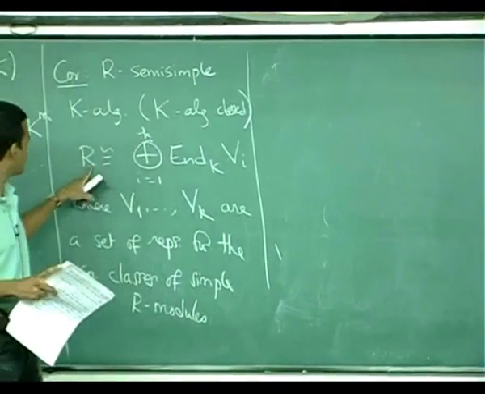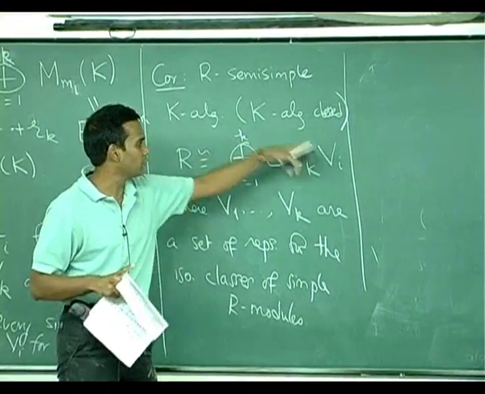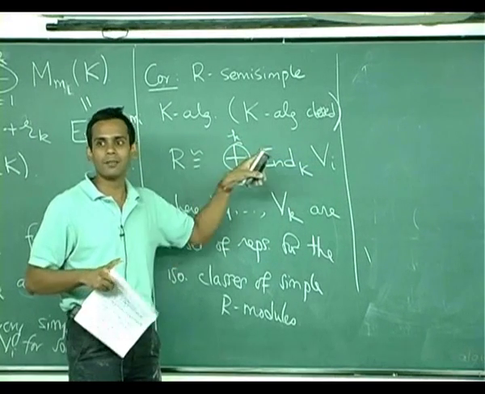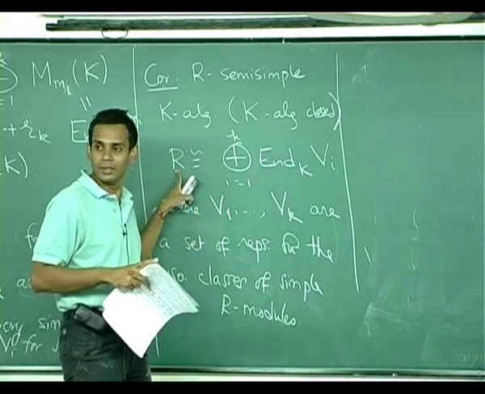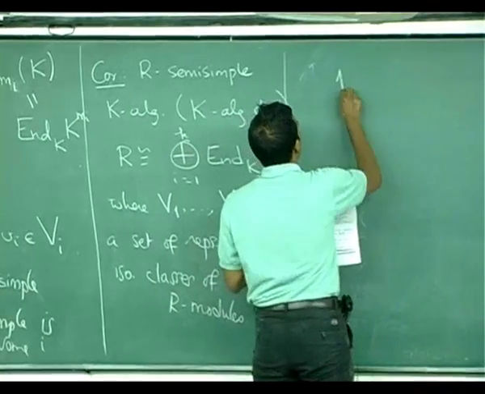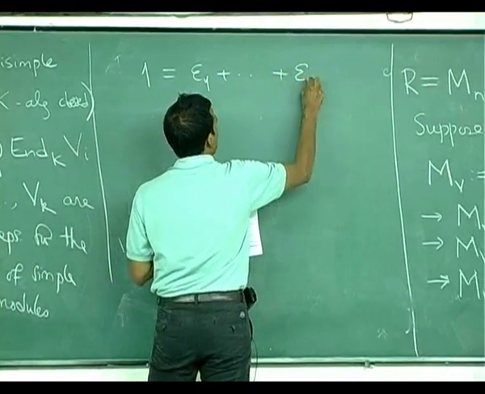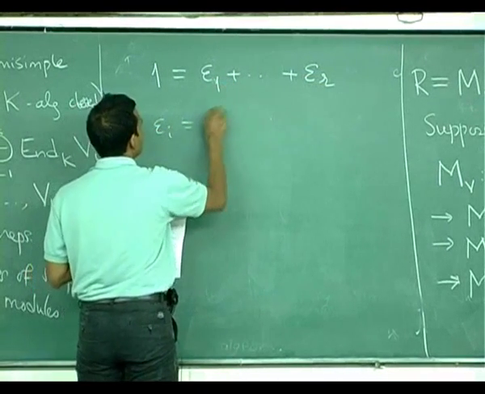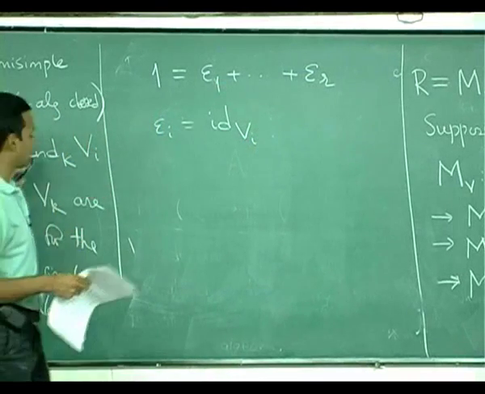This R has a unit. So what is the unit here in terms of these things? Well, each of these has an identity element. You just add up those identity elements. Right? So that's got to be the unit of R. So we get this equation that 1 equals epsilon 1 plus ... plus epsilon R, where epsilon I is just the identity of VI. So that's living in the ith summand here.